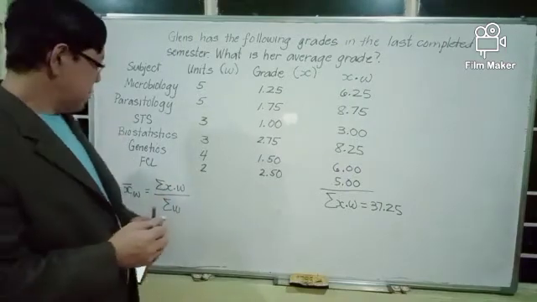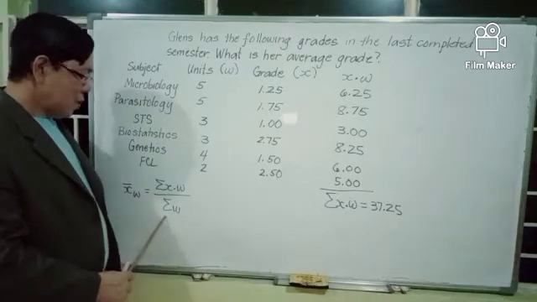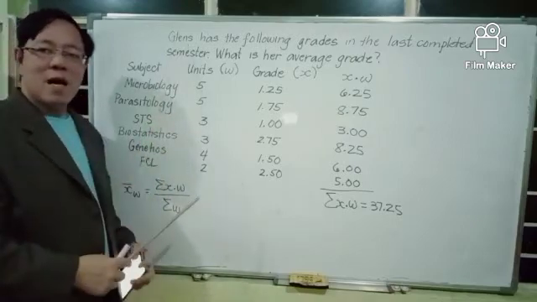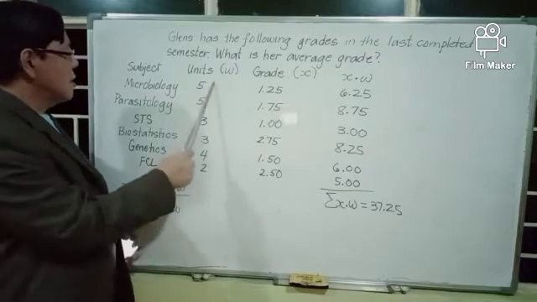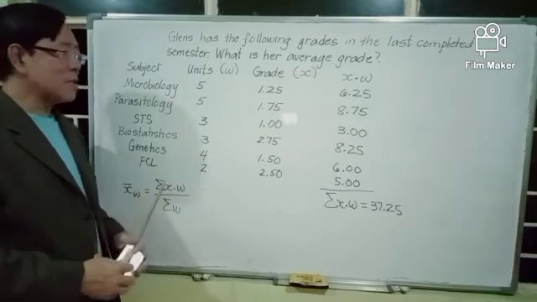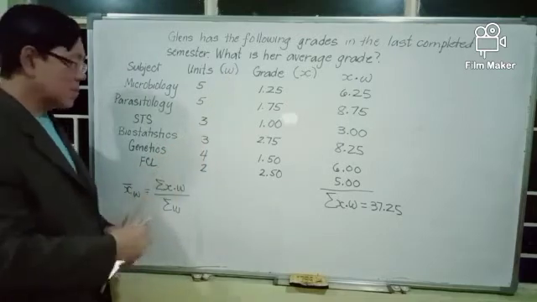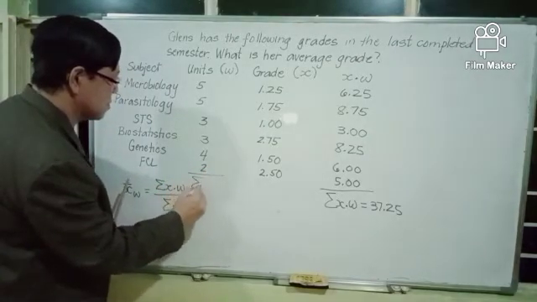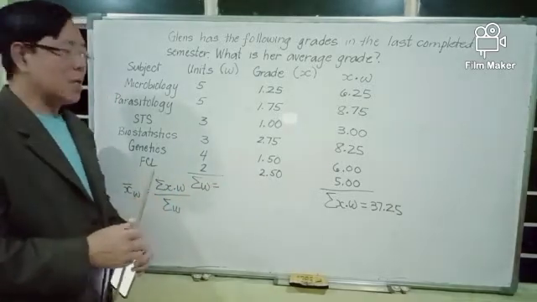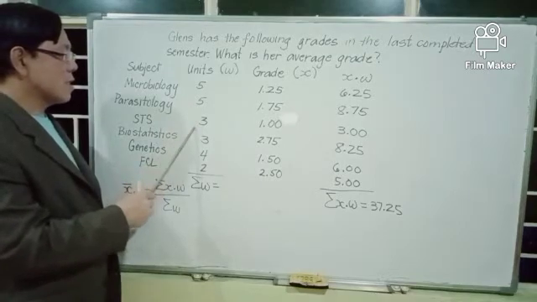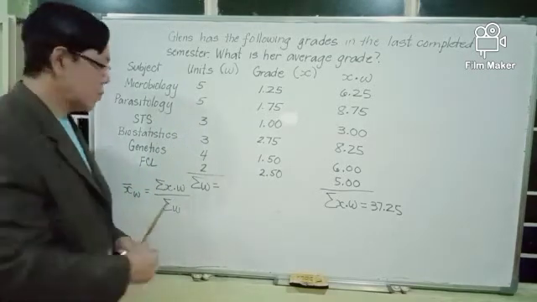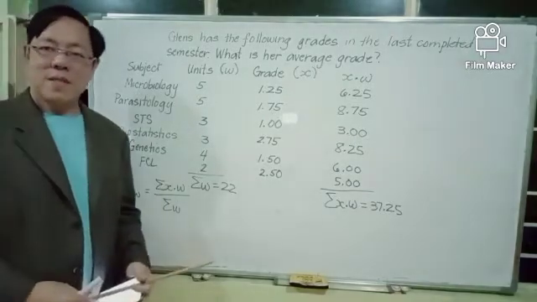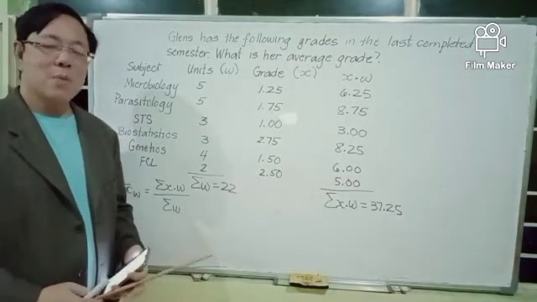Now we are almost ready to compute the weighted mean. We just have to get the summation of the weights, or the total number of units that Miss Glenn has taken during the last completed semester. Therefore, we add the entries in the W column to get the total number of units, or summation of W. Summation of W equals 5 plus 5 plus 3 plus 4 plus 2, which is 22. Thus, Miss Glenn had 22 units in the last completed semester.